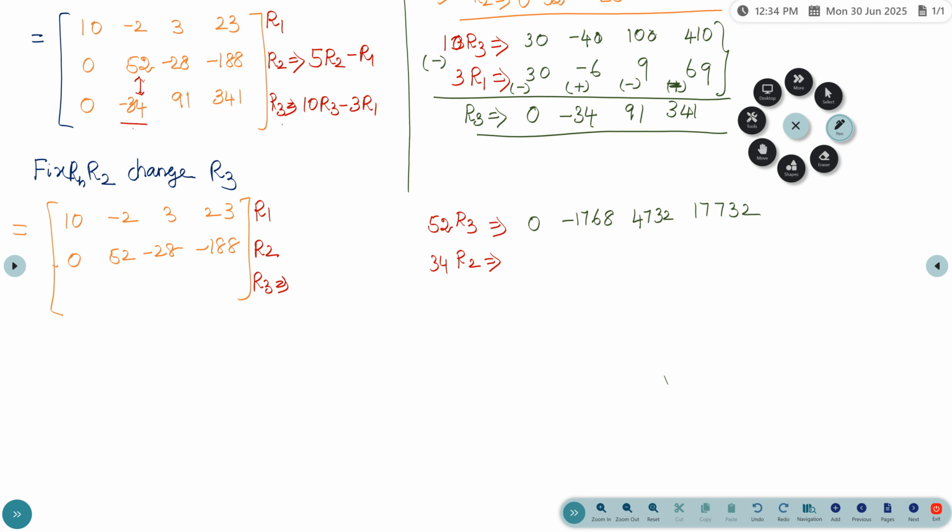Okay, now we multiply R2 by 34. So 34 into 0 is 0. 34 into 52 is 1768. And 34 into minus 28 is minus 952. And 34 into minus 188 is minus 6392.